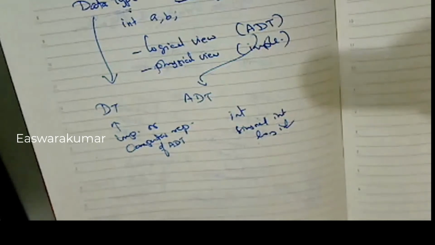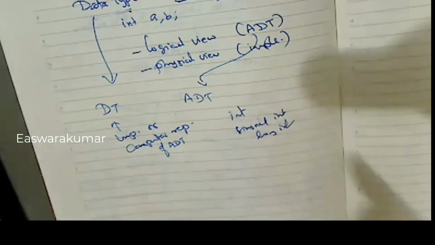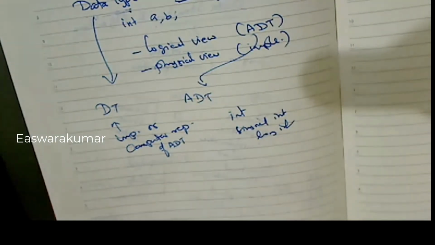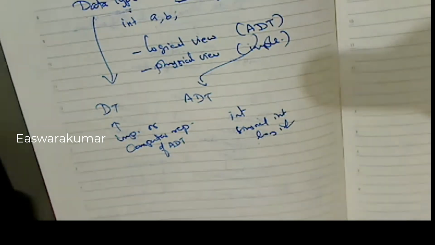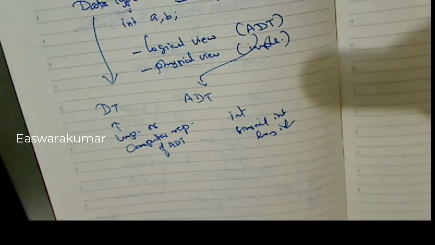Therefore, in our data structure, we consider data structure in the logical view as an abstract data type. Once you implement it in the system, that becomes the data type. Once it becomes the data type, you can create any number of objects, and each object will behave for that particular data structure.